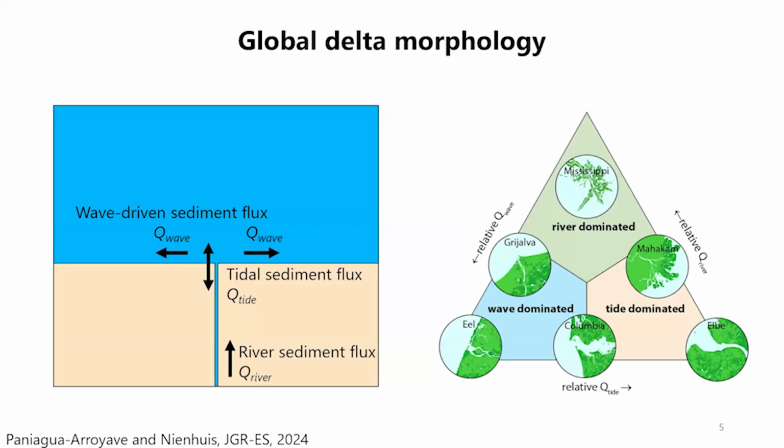Depending on the relative magnitude of these three sediment fluxes, you're either going to be wave-dominated and have a straight coastline like the Eel, you're going to be river-dominated like the Mississippi, or you're going to be tide-dominated like the Elbe, and you really are an alluviated estuary in this case. All right, so we have this simple framework of three key sediment fluxes, and the nice thing about these three sediment fluxes is that we can estimate them a priori, based on boundary conditions or global models, and we don't need to observe all of these 10,000 deltas one by one.